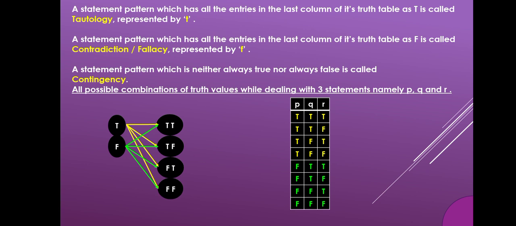Thus, we get TTT, TTF, TFT, and TFF. Now, connect F in the first column with all the elements in the second column. We get FTT, FTF, FFT, and FFF. Make sure that you don't change the order of any of these elements to avoid confusion.